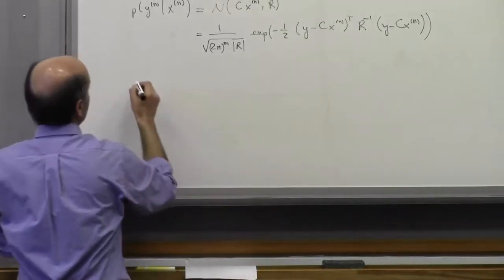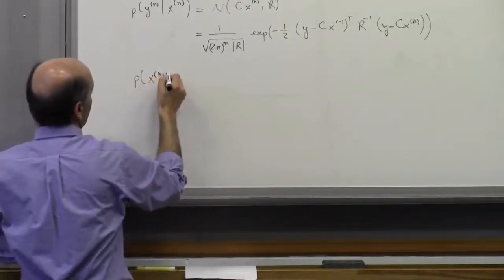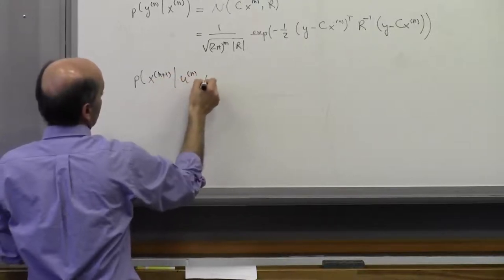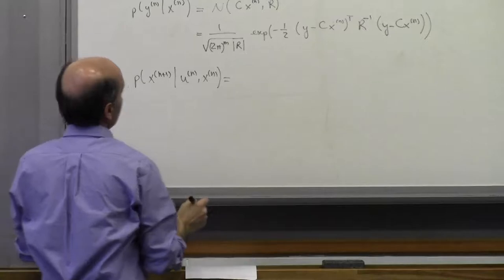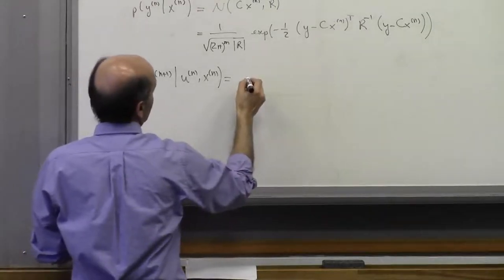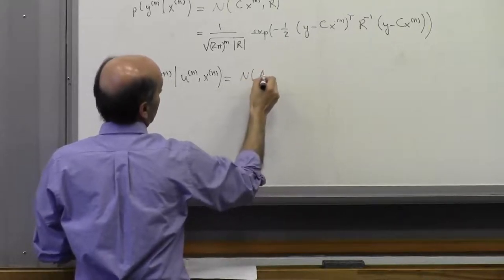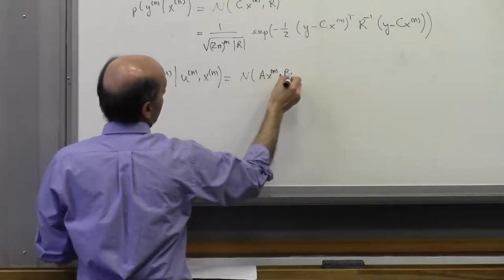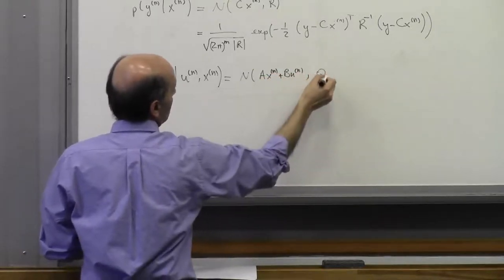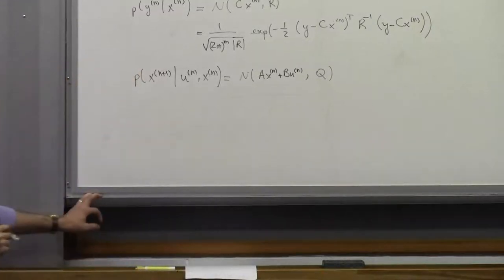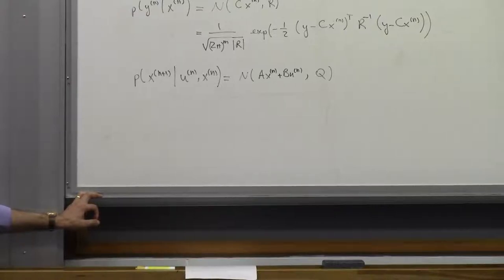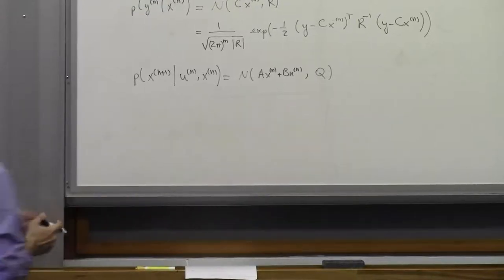Okay. Now the next term that we need to know is the probability of x of n plus 1 given u of n and x of n. It's normal with mean a x of n plus b u of n and variance q. Does that make sense? Right. That's what this equation is.